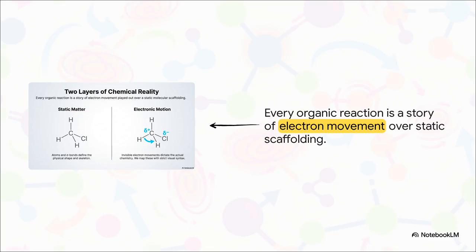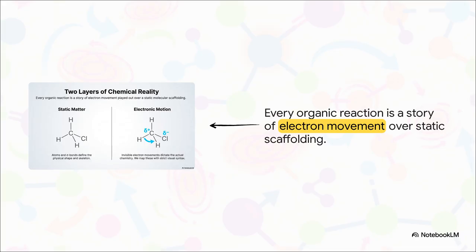To really get any chemical reaction, you have to understand that there are these two layers to reality. First, on the left, you've got static matter. These are the atoms themselves and the super strong single bonds, we call them sigma bonds, that act like molecular glue, holding the whole skeleton together. Think of this as the stage.